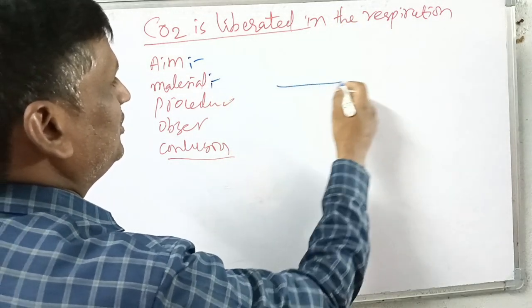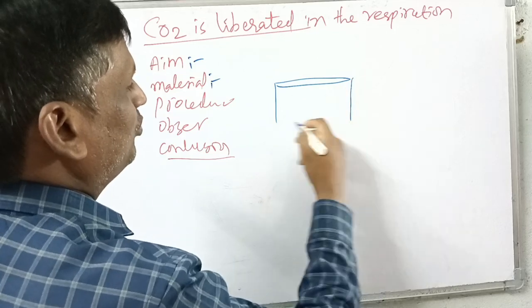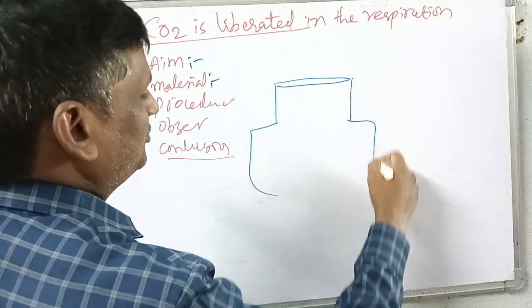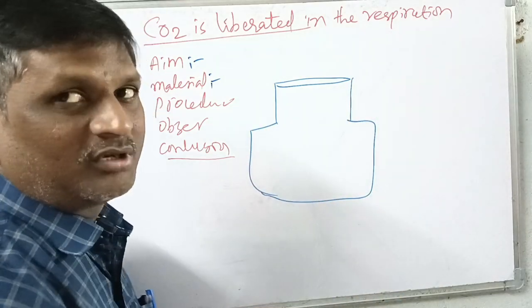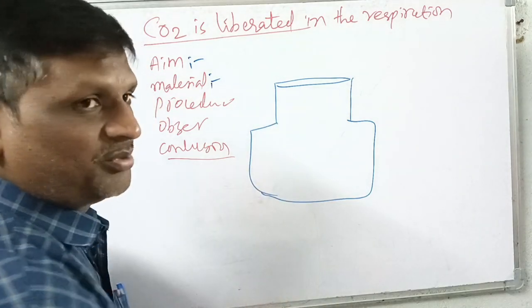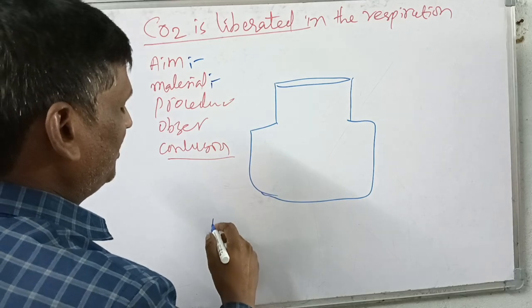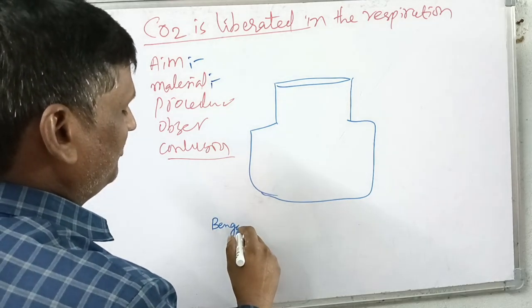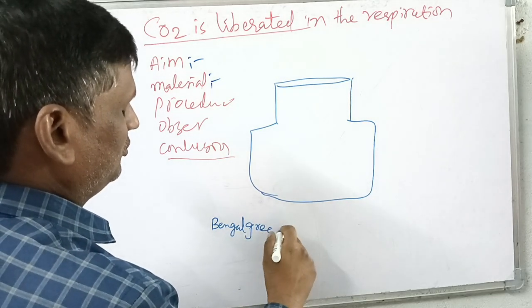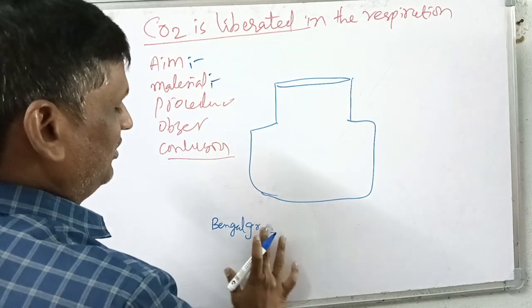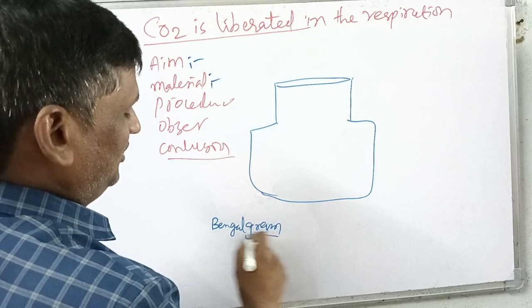The material is, suppose here, a transparent glass bottle is taken. Material: a transparent glass bottle is needed. Then next, take some Bengal gram seeds. These Bengal gram seeds should be soaked in water.